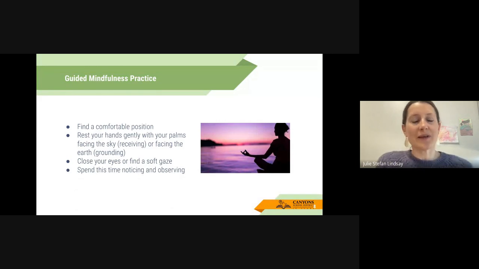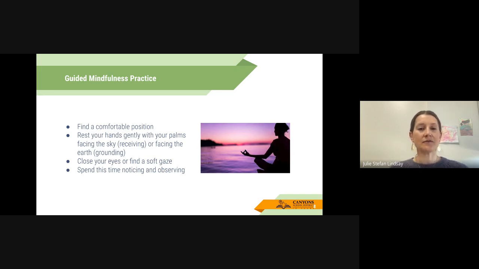All right, so let's start with a guided mindfulness practice. So I'm going to ask you to find a comfortable position. That can be seated, that can be laying down, could be standing. And you're going to rest your hands gently. If you want to receive in terms of ideas, energy, openness, you can have your palms facing up to the sky. If you want to feel more grounded, a little calmer, more reflective, then go ahead and have your palms facing the earth.